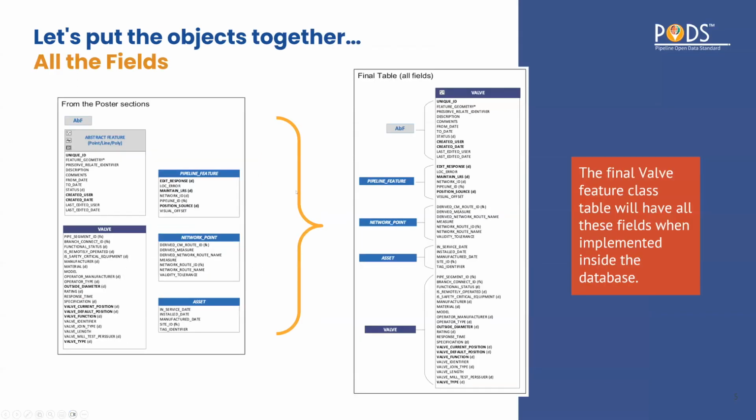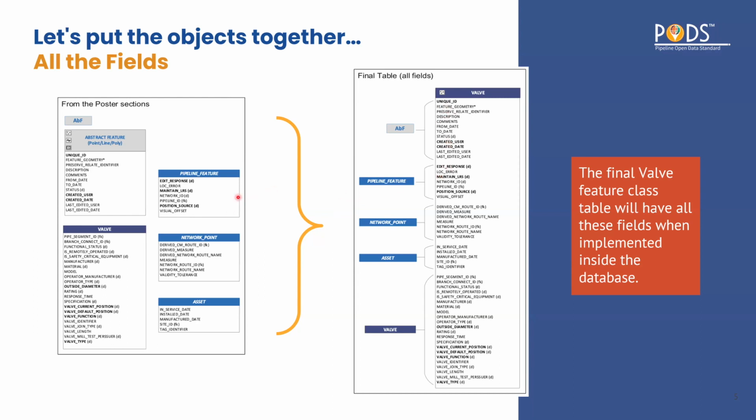So now let's put this all together. So basically, we're putting all the fields together, all the attributes together. So the final picture of what we see in the database is going to be this total listing of all of these things together. So from the previous sections, I've got my abstract feature. So the valve is a point, as I already said. So it's going to have this little point icon. It's going to be rendered with all of these attributes. So you can see these attributes from the ABF here.